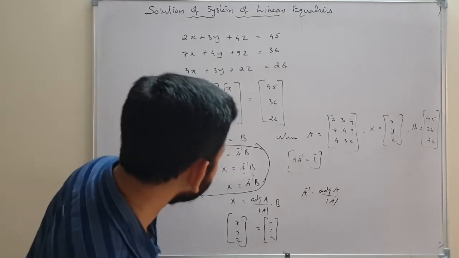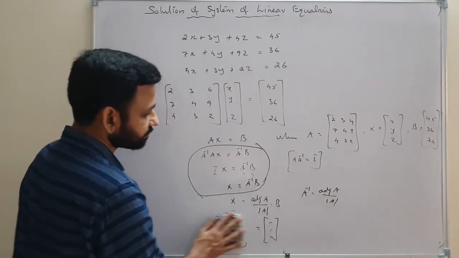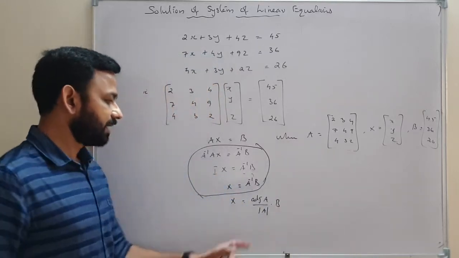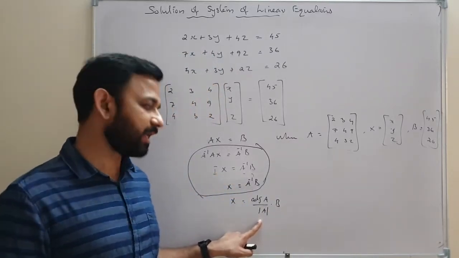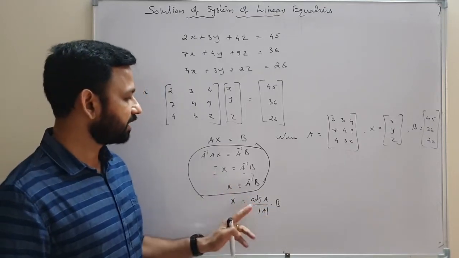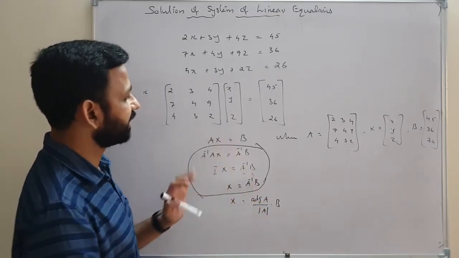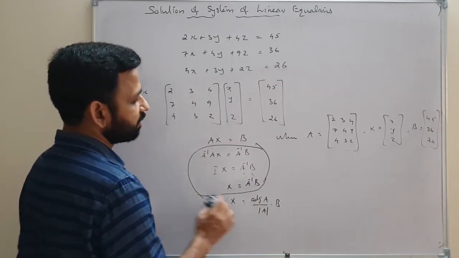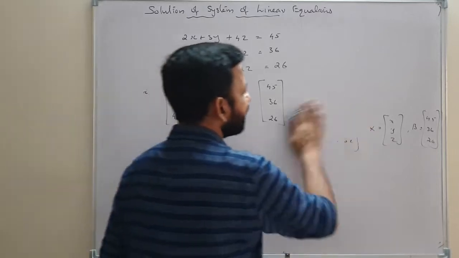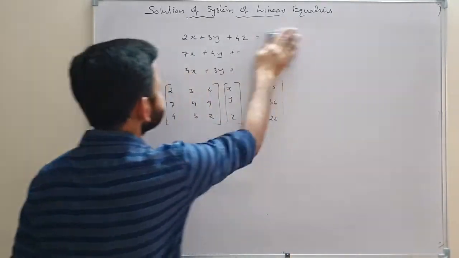Now here we have some conditions. Determinant A, if determinant A equal to 0, then the denominator will be 0. If the denominator equal to 0, division is not defined, so we cannot find the values of X and Y. So we have some conditions here.